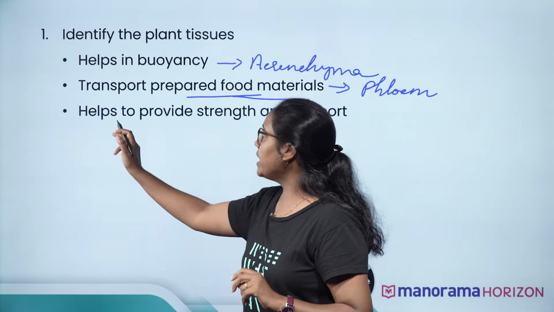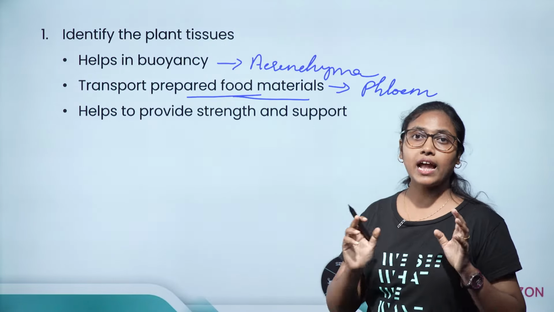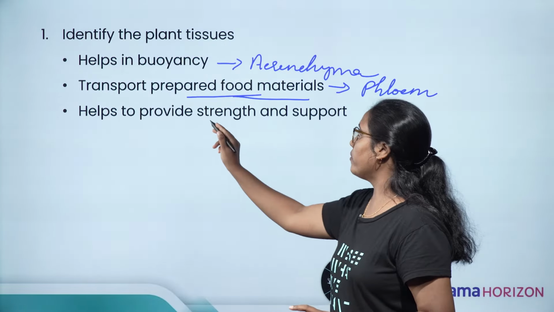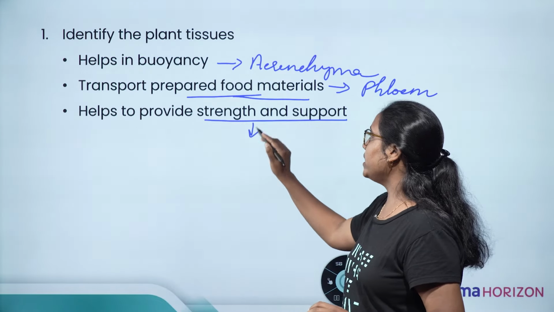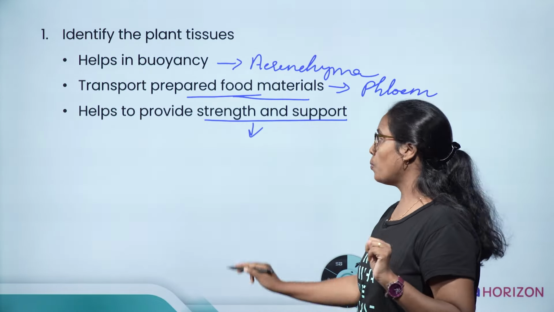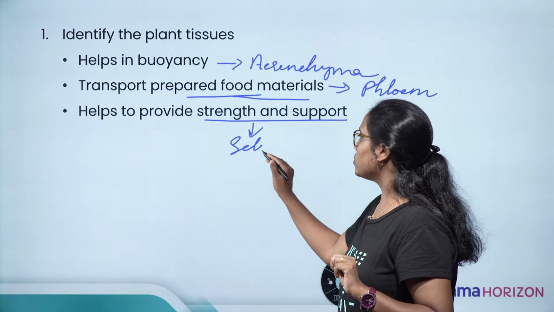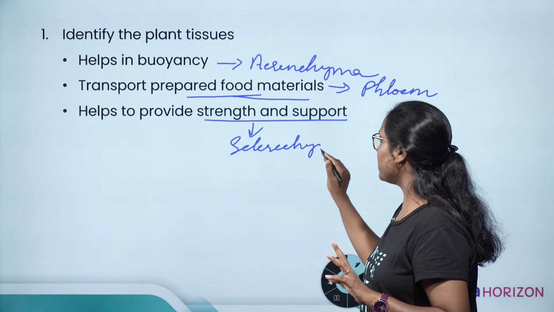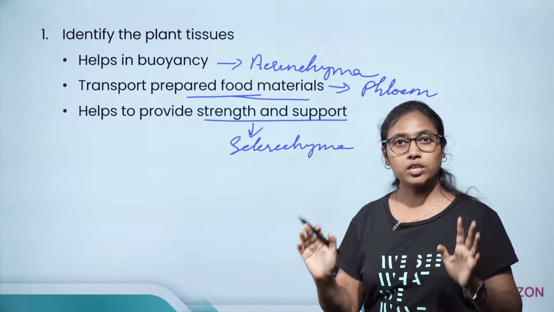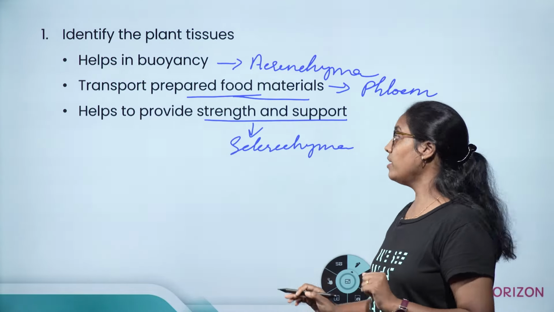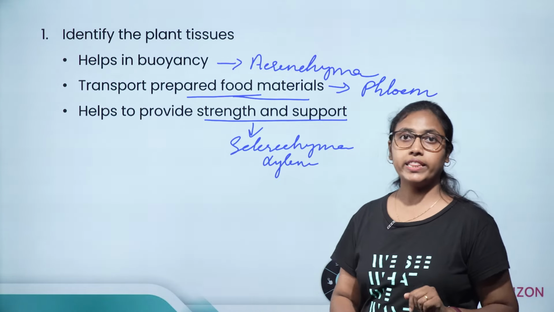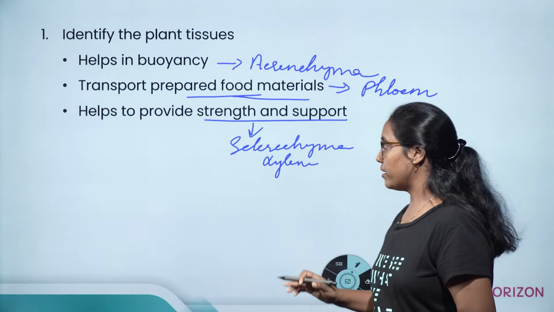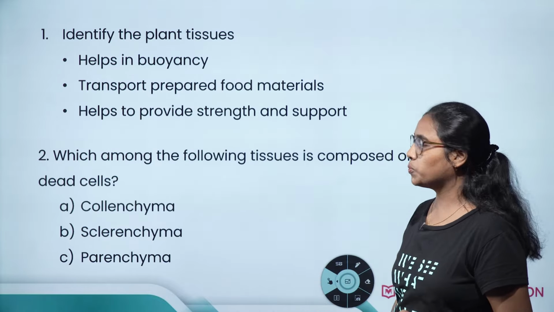Now, the next thing, helps to provide strength and support. So, here we can write two tissues. One is the Sclerenchyma. The major function of Sclerenchyma is providing strength and support to the plant. Apart from that, xylem also provides strength and support to the plant. Now, we'll move on to the next question.